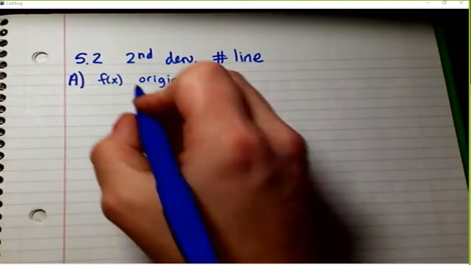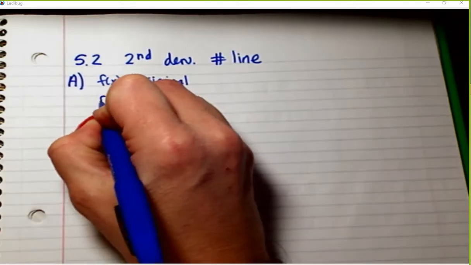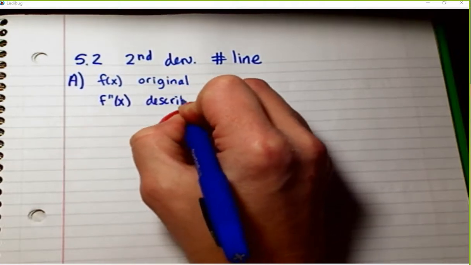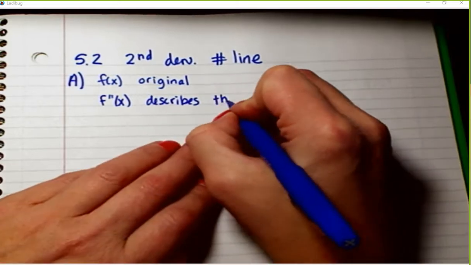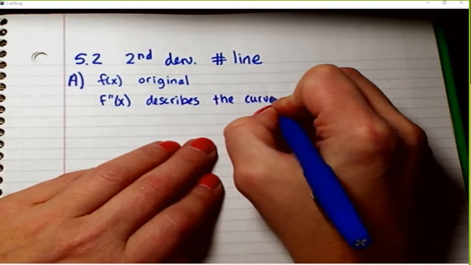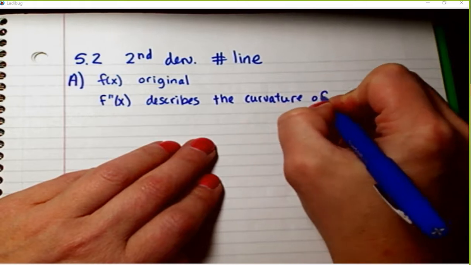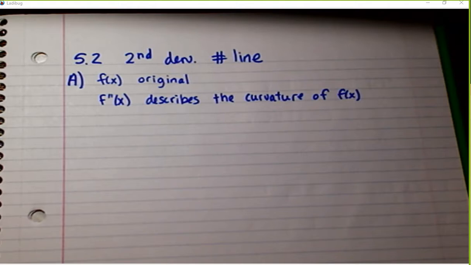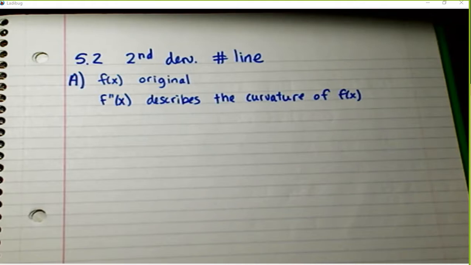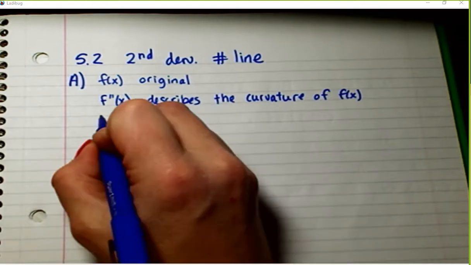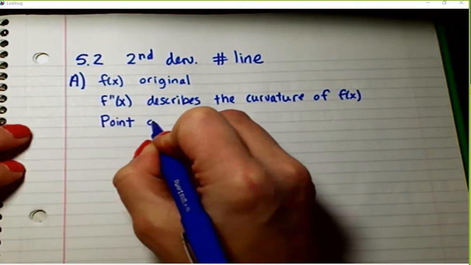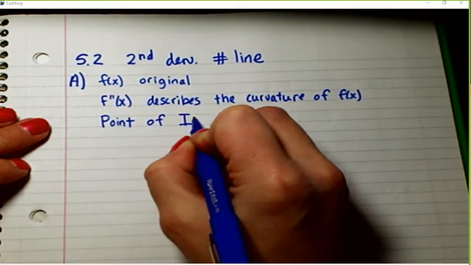And the second derivative describes the curvature of f of x. Okay. Right, we're not doing f prime today. We're just looking at the original and double prime. All right. And one thing that we talked about last class, just a little bit, was the point of inflection.